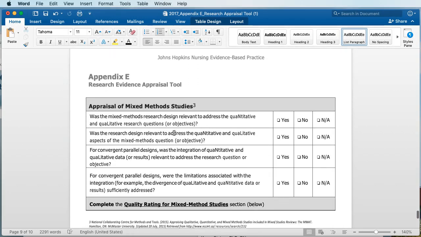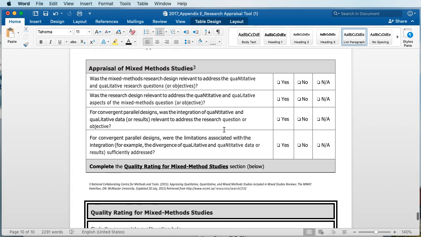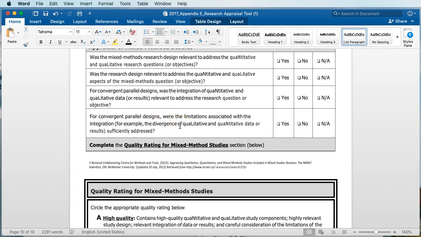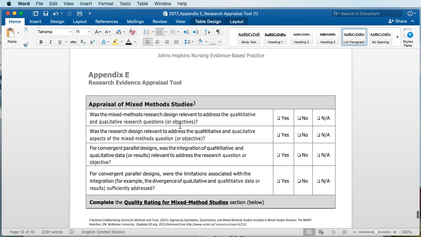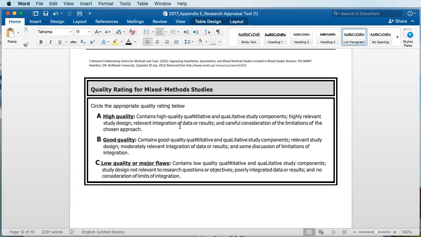And then to do your appraisal, you look at and say, was the mixed methods design relevant to address the quantitative and qualitative questions or objectives? For convergent parallel designs, was the integration of the data relevant to address the question? And for convergent parallel designs, were the limitations associated? So again, you're going to make a judgment call based on that, and then here's the rating system. So level, quality.